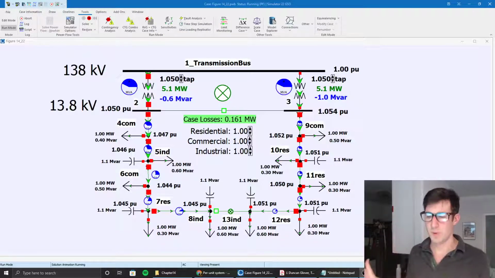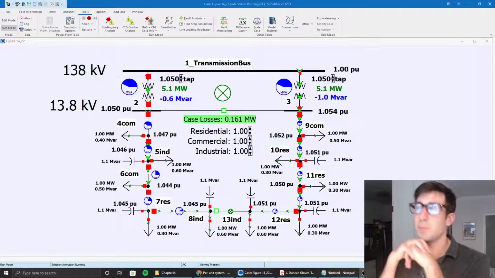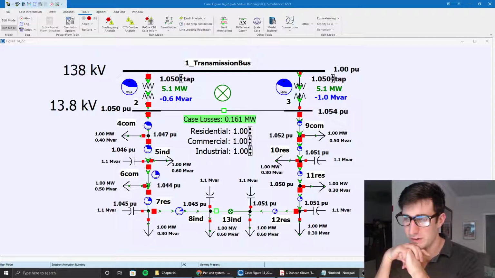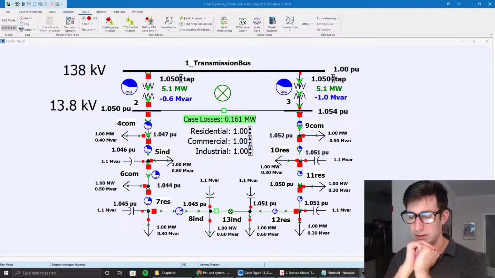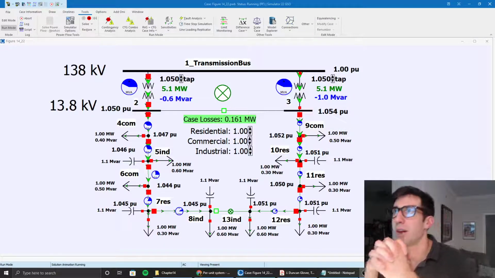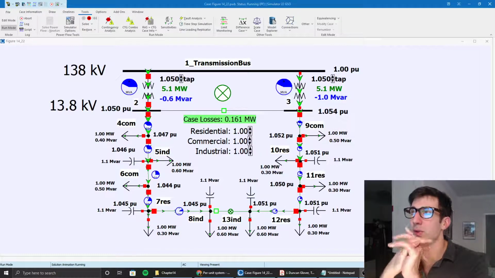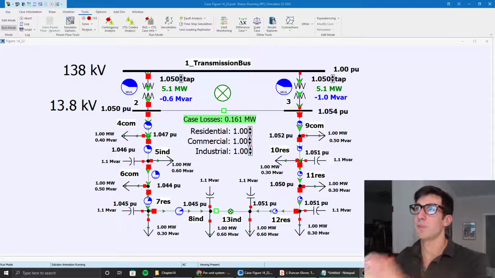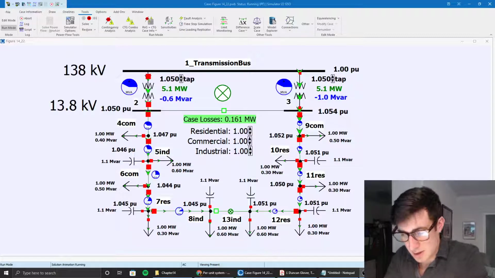Okay, hello and welcome. This is a PowerWorld tutorial, and we're looking at a specific example today from the Glover textbook, and I'll show you what each symbol means in this and how to simulate this particular primary loop distribution system.